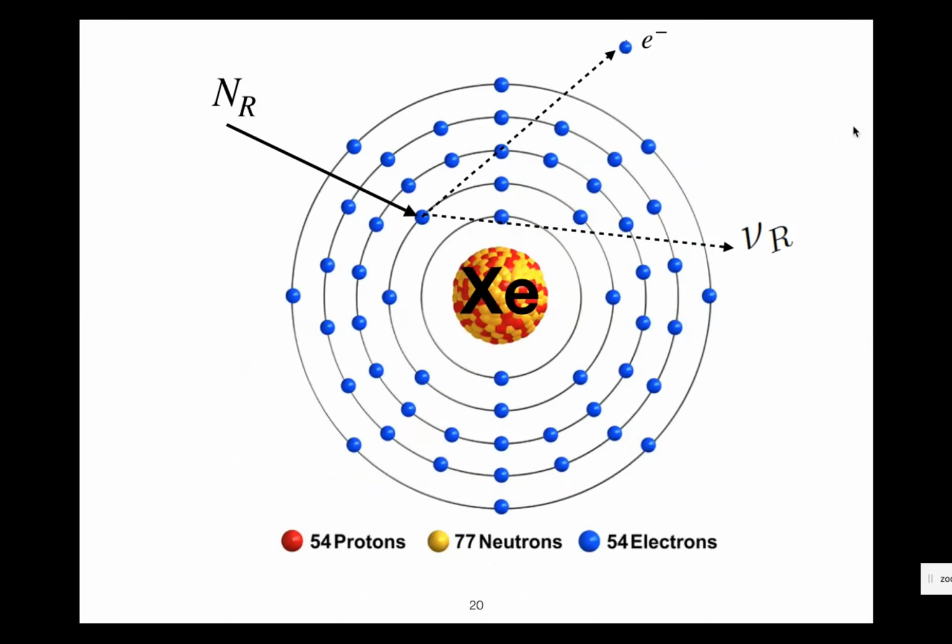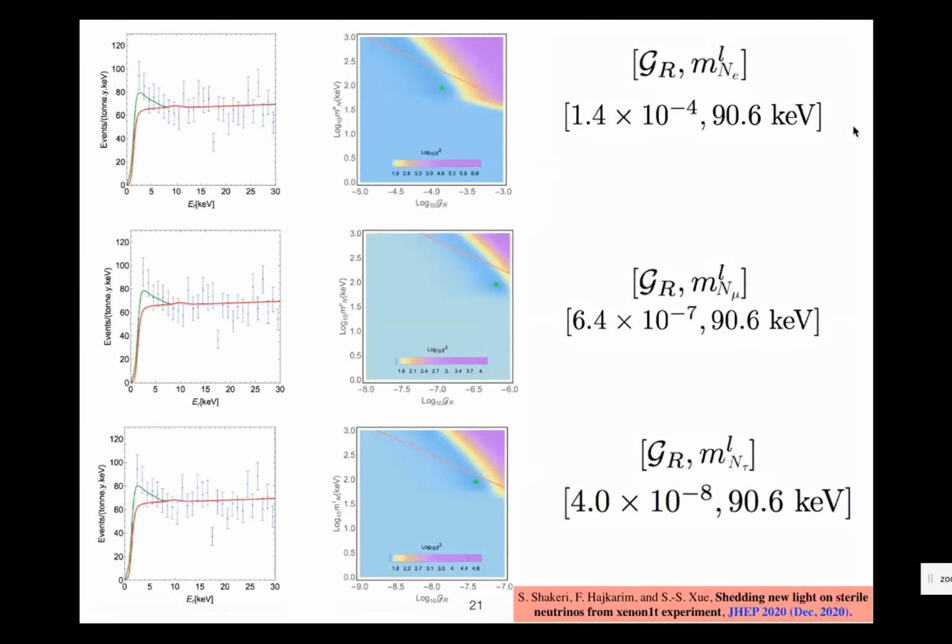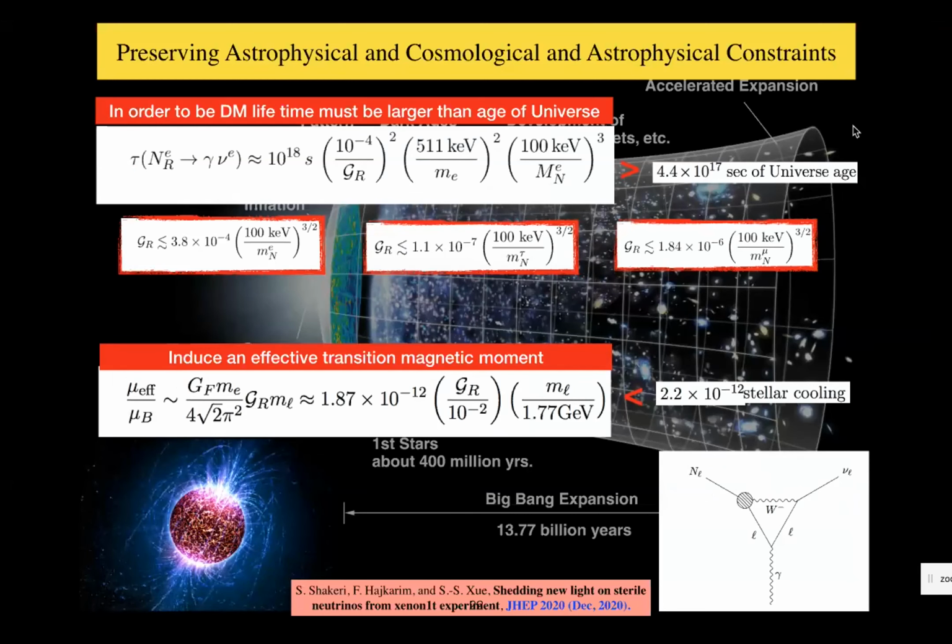So here you can see a summary of our result, which shows the three types of sterile neutrino that we proposed: the electron sterile neutrino, muon sterile neutrino, and the tau sterile neutrino can fit the xenon data with a mass around 90 keV and a coupling around 10 to minus 4, 10 to minus 7, and 10 to minus 8 for the different generations of these sterile neutrinos.